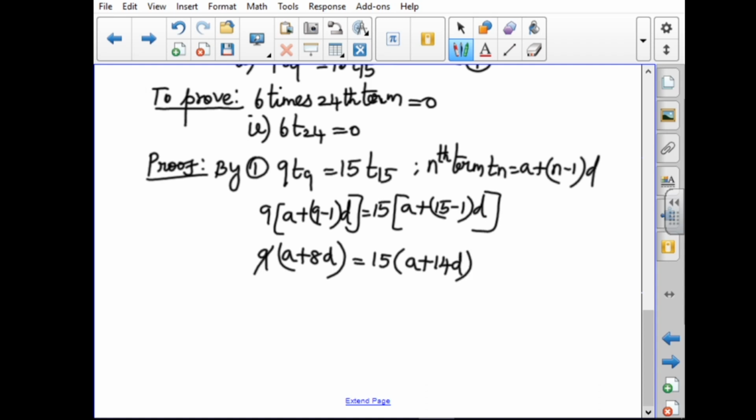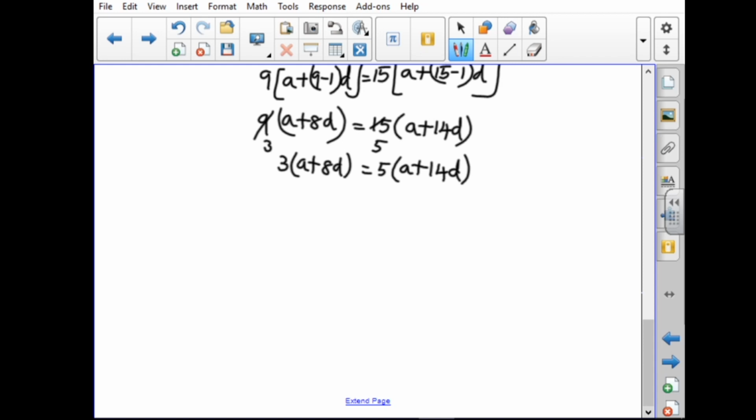9 and 15 cancel in the 3 table. So this cancel means this is 3, this is 5. Because it lies outside the bracket, 3 into A plus 8D equal to 5 into A plus 14D. Here you have two unknowns, one equation. So 3A plus 8 3s are 24D equal to 5A plus 5 14s are 70D. When you simplify, bring all together: 3A minus 5A plus 24D minus 70D equal to 0.